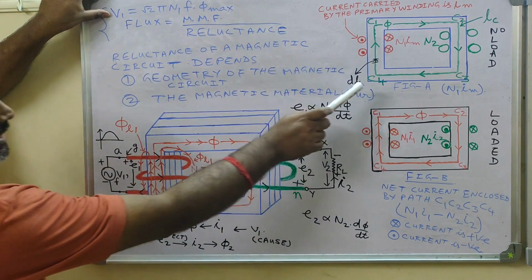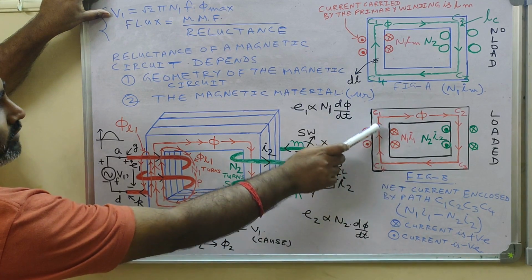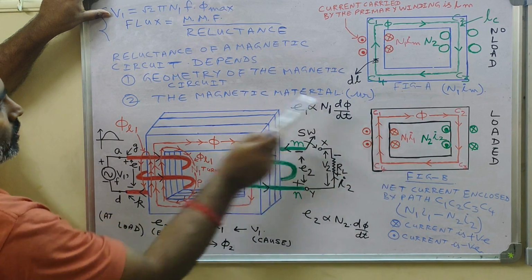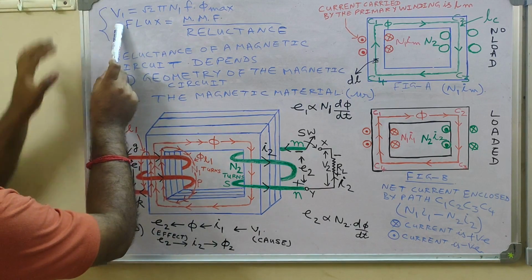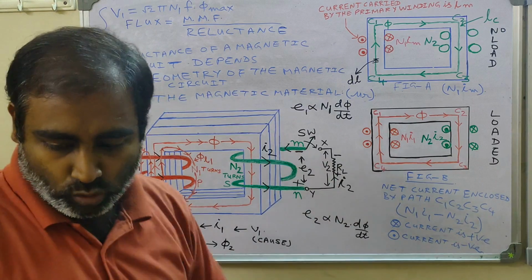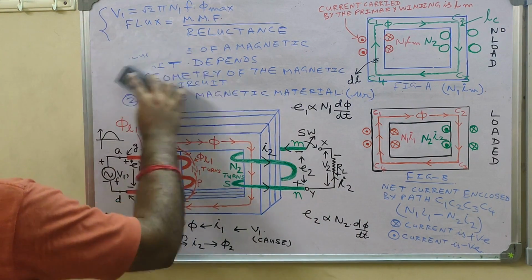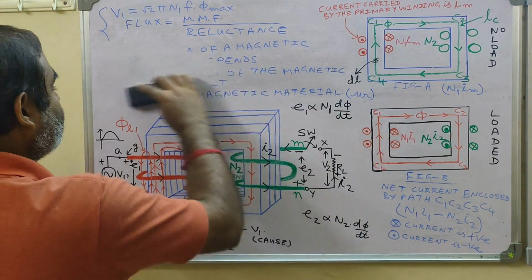We are not changing the magnetic material of the transformer core. We are not changing the geometry of the transformer core in both the cases. So reluctance is constant. So flux is constant, reluctance is constant. Once these are agreed, the only thing which needs to be explored is MMF, that is magnetomotive force.